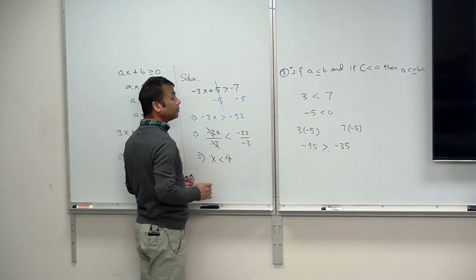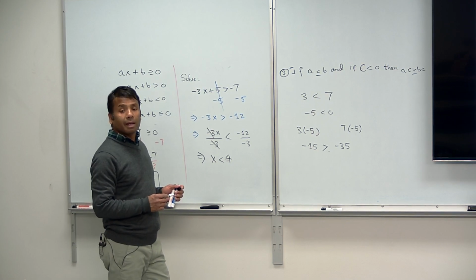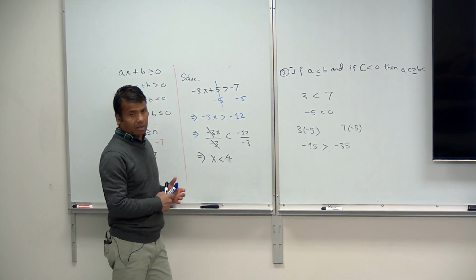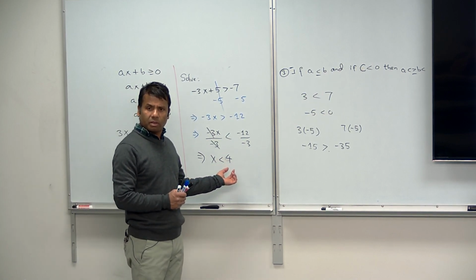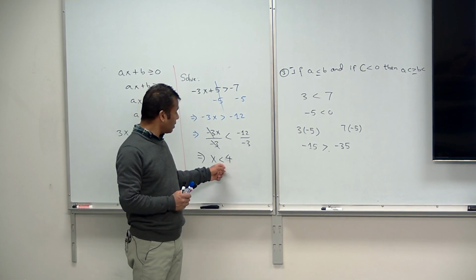So this is the solution. Any real number less than negative 4. There are infinitely many real numbers less than negative 4, right? You see what I'm talking about? They satisfy this inequality.